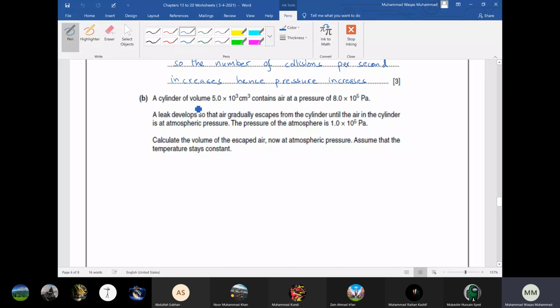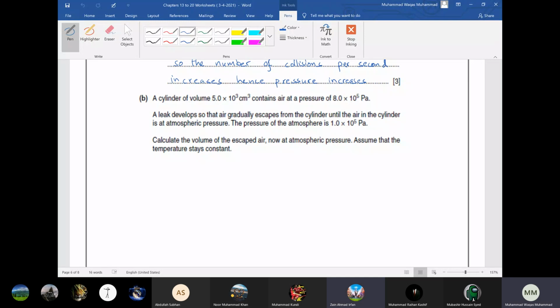Here we are given the volume. The question says a cylinder of volume 5.0 times 10 to the 3 cubic centimeter contains air. We know that air, or gases, do not have a fixed volume. They fill the container they are in, right? So if the volume of the cylinder is this, and the cylinder contains air, it means the volume of the air is also this. Right or wrong? Yes, sir.